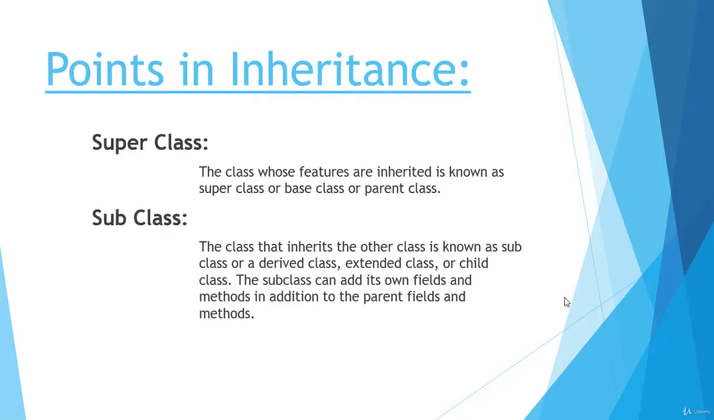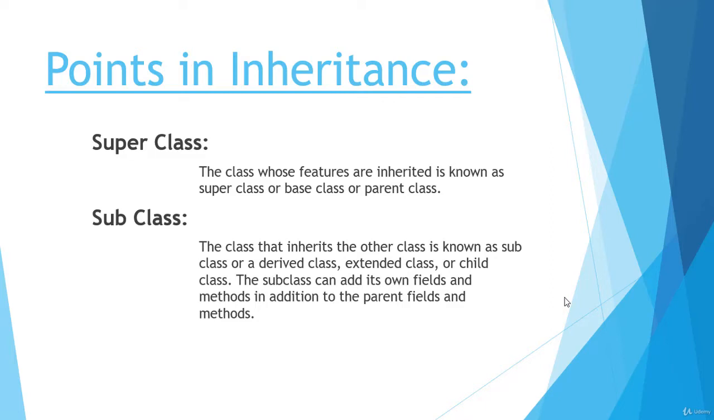Now, points in inheritance. Keep in your mind that there are two classes. One is superclass and one is subclass. The class whose features are inherited is known as superclass or base class or parent class. And what is subclass? The class that inherits the other class is known as subclass or derived class, extended class or child class. The subclass can add its own fields and methods in addition to the parent's fields and methods.